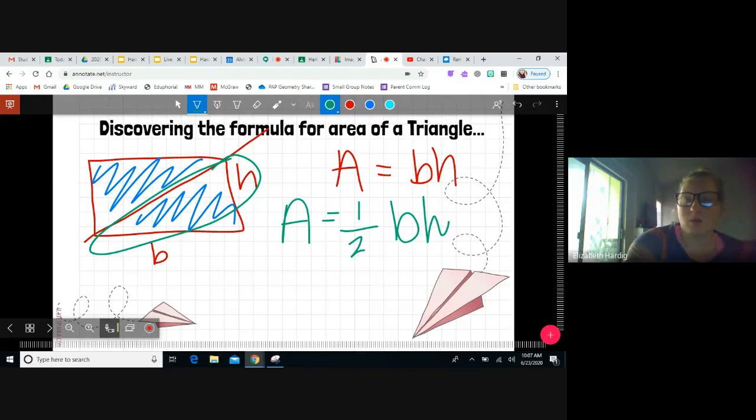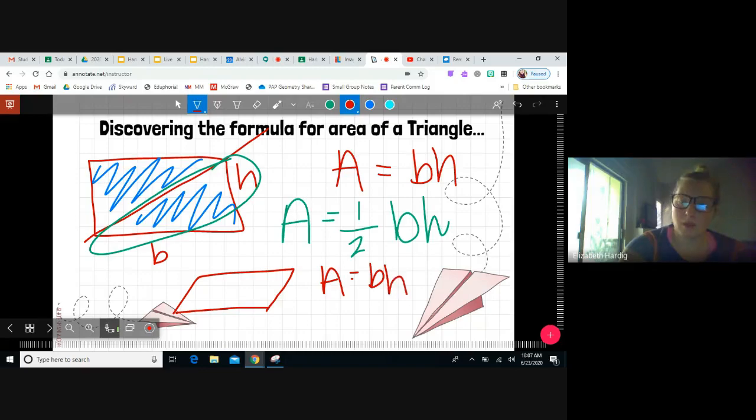Now the same thing works if I look at a parallelogram. The area of a parallelogram is still base times height. But if I cut it into 2, I still have 2 congruent triangles. So the area of that triangle would still be 1/2 the length of the base multiplied by the height.